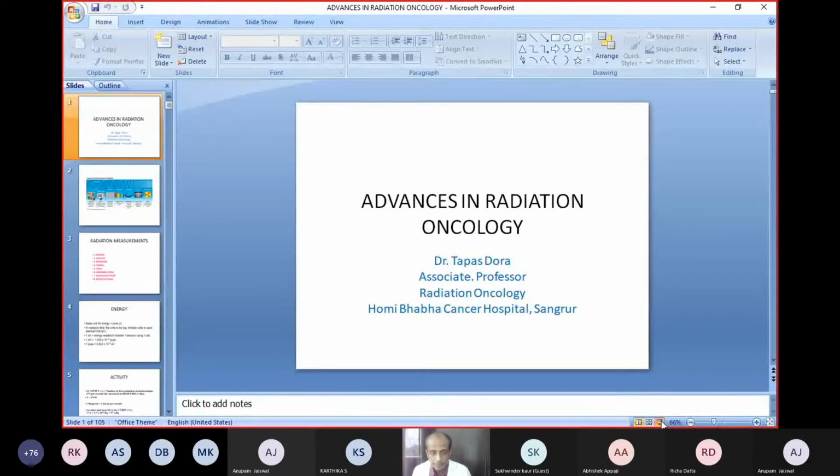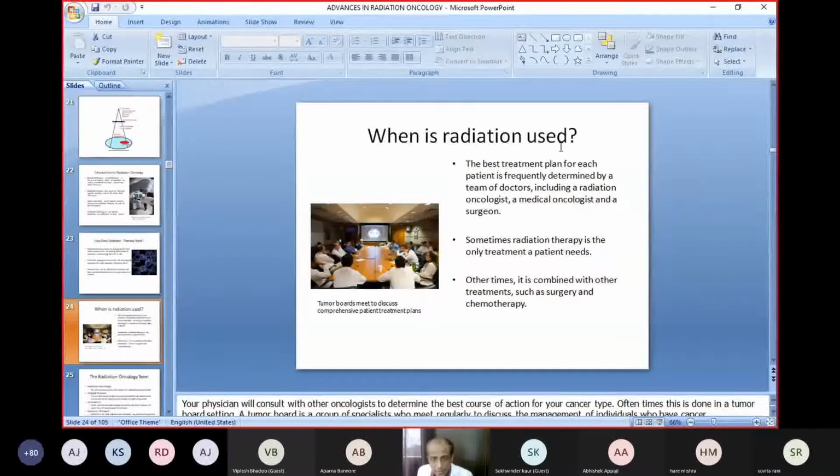treatment part. So the basic workflow in the radiation department starts with the workup. Workup is the investigation part of the patient. When a patient comes, we first have to diagnose whether he is a cancer patient or not a cancer patient. When is radiation used?